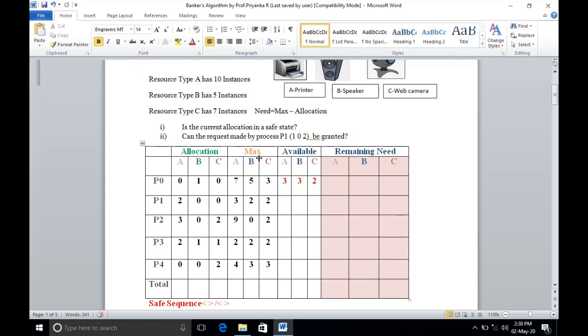The next column speaks about the maximum. This is the maximum resources needed by each of the processes. Let us see how this maximum is read. Process P0 needs a maximum of 7 printers; in the system, the number of instances of printers is 10, so P0 needs 7 printers out of 10 instances. Likewise, process P0 needs 5 instances of speaker, and the system has 5 instances. P0 also needs 3 instances of web camera, and the available is 7 in number.